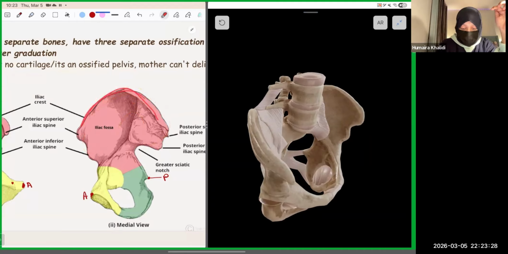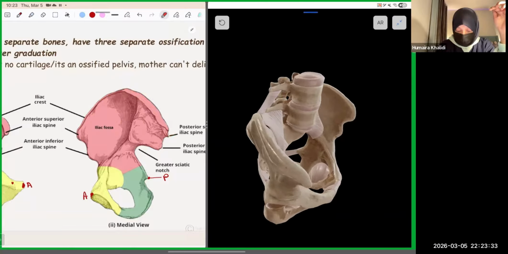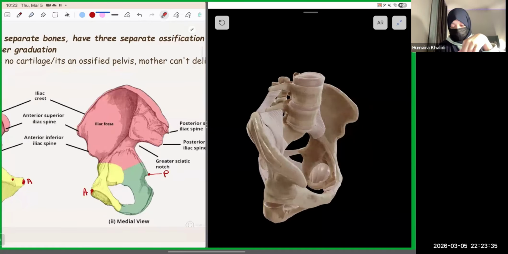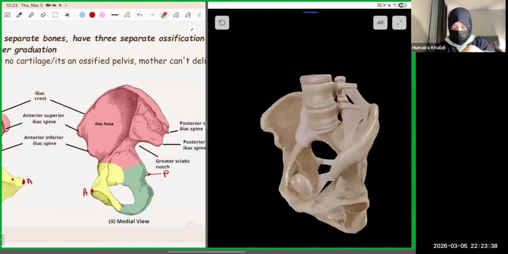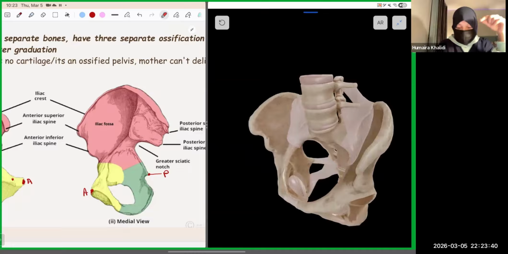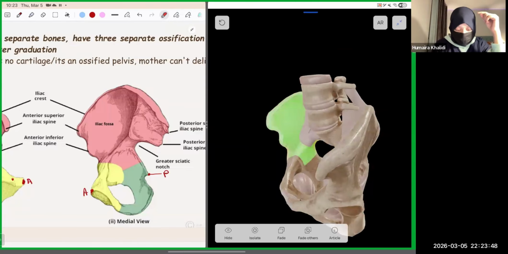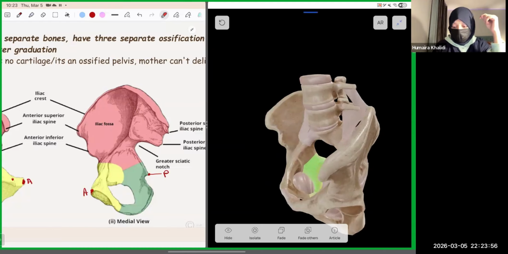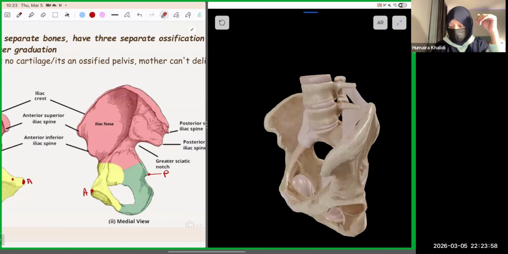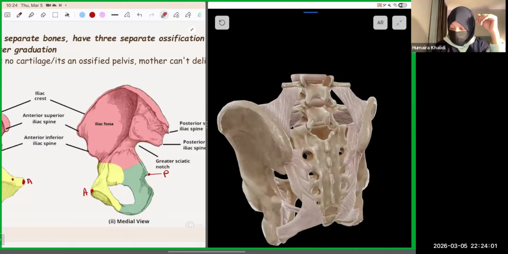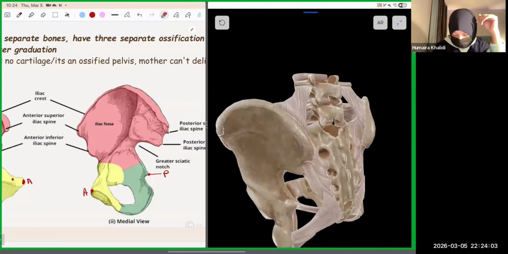This is going to be the iliac crest. Because I'm looking at it like this, this one is not for this side, this is for this side. This is the right side. So this is the ilium, this is the pubis, and this is the ischium. And this is the anterior superior iliac spine, anterior inferior iliac spine. If you go back, you can see the posterior superior iliac spine and the posterior inferior iliac spine.